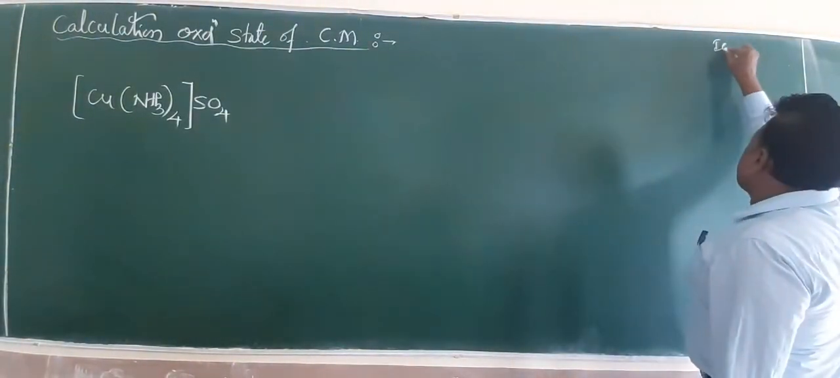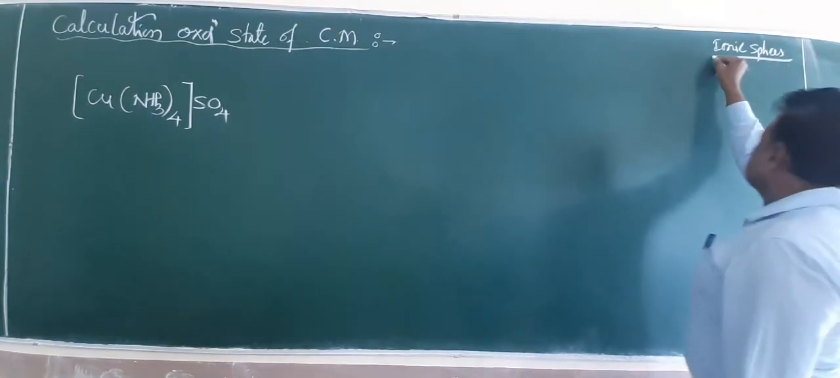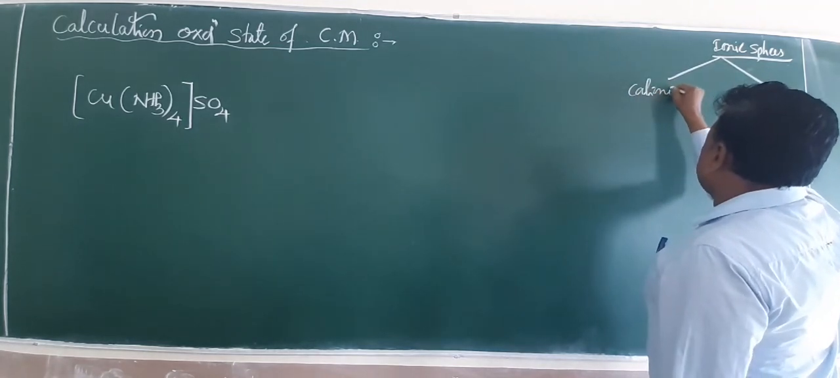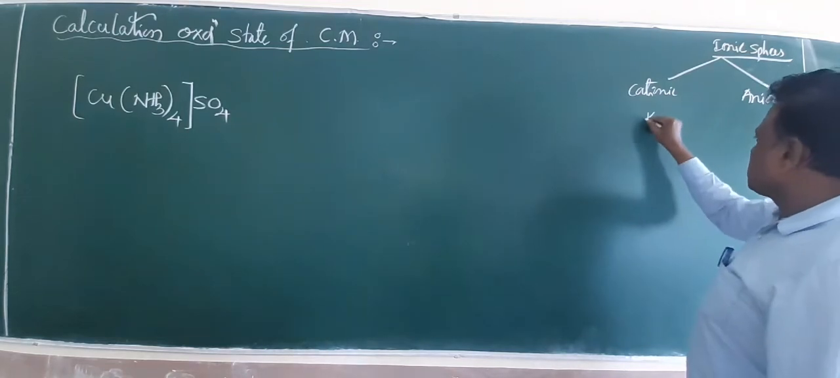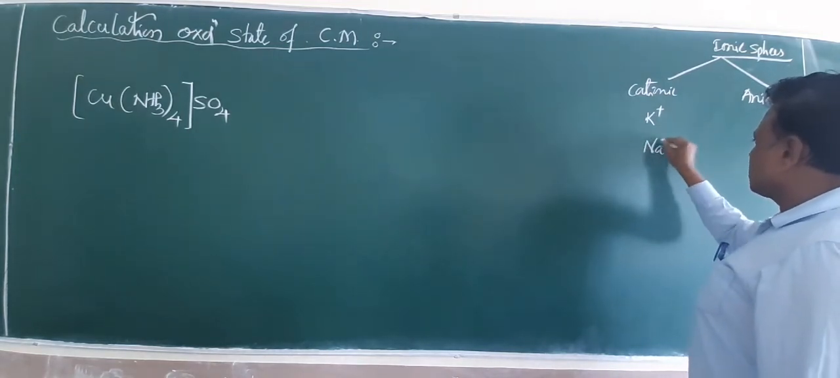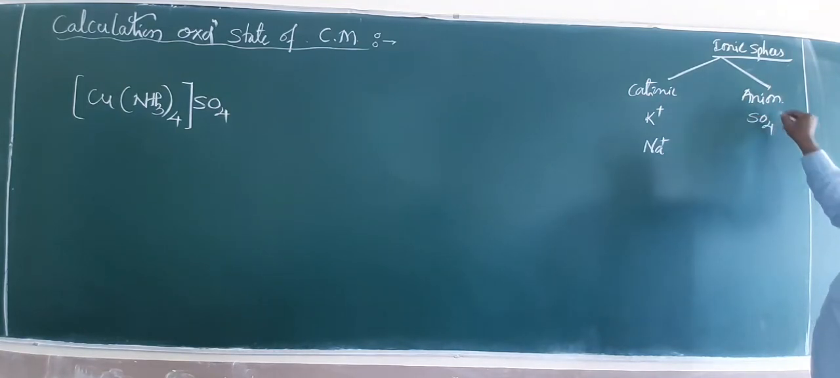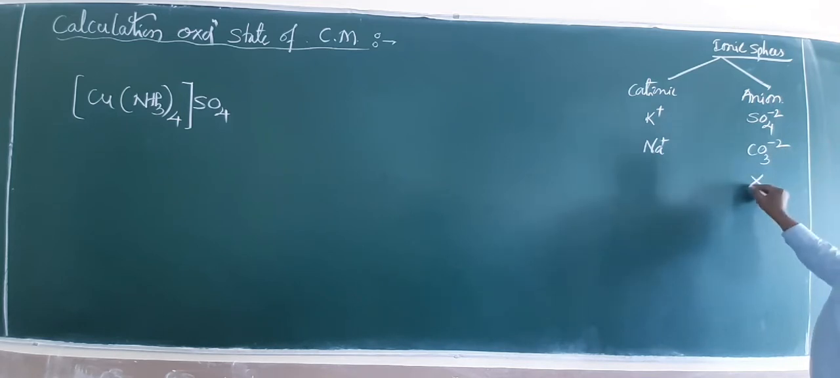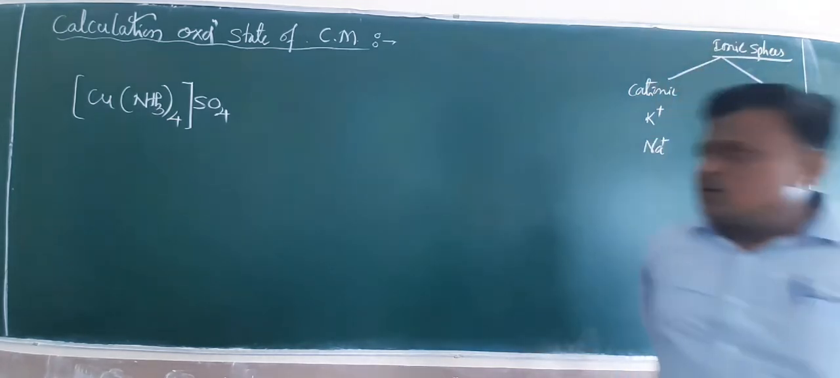This is the ionic sphere. There are two types of ionic species, cationic and anionic. Cations such as potassium and sodium are quite common, with plus one charge. Similarly, sulfate, SO4, is minus 2, carbonate is minus 2, and halogens are minus 1. Remember these charges, which help in calculating the oxidation state.